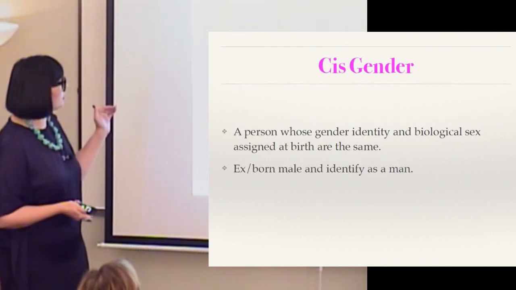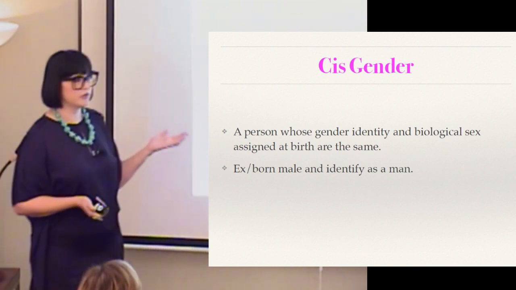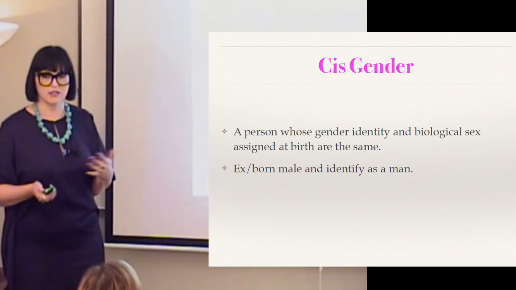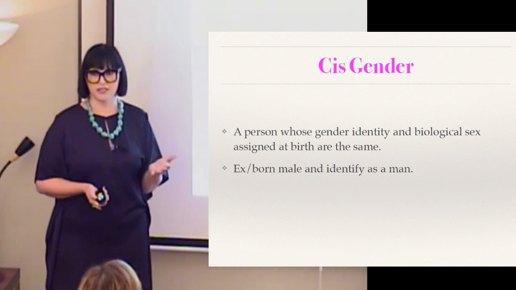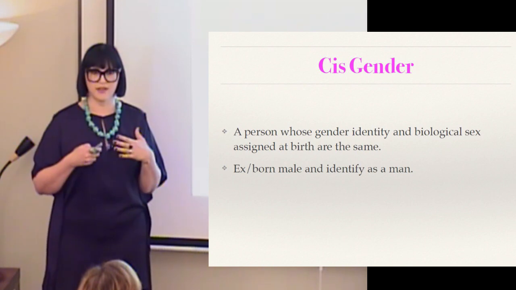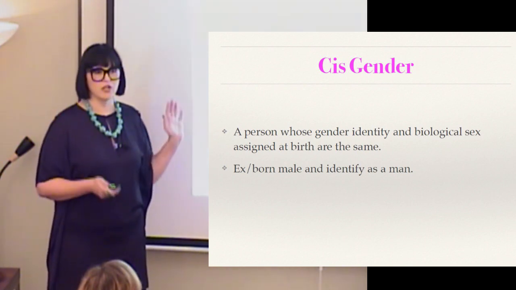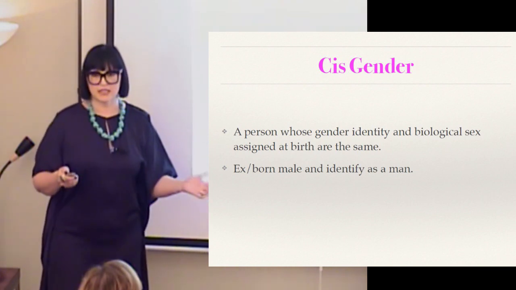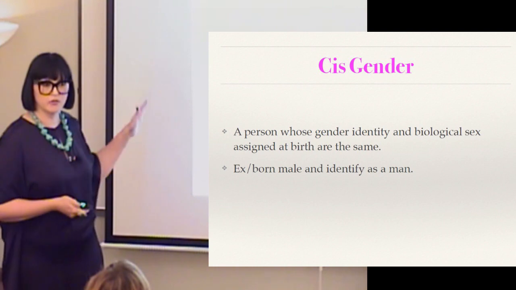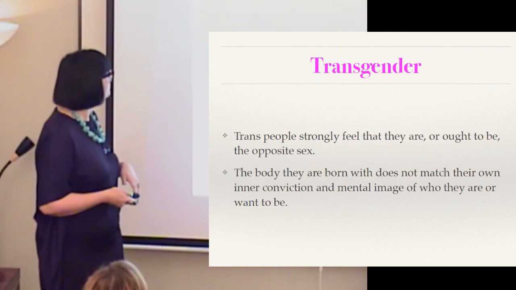So cisgender, for those who may not be familiar with the terminology, is basically a person whose gender identity and biological sex are the same. So I would be a cisgender female. My biological sex assigned at birth is female, and I strongly identify also with the female gender. So this would be a cisgender individual. So for those of you who strongly identify with your biological sex assigned at birth, you would be considered cisgender.